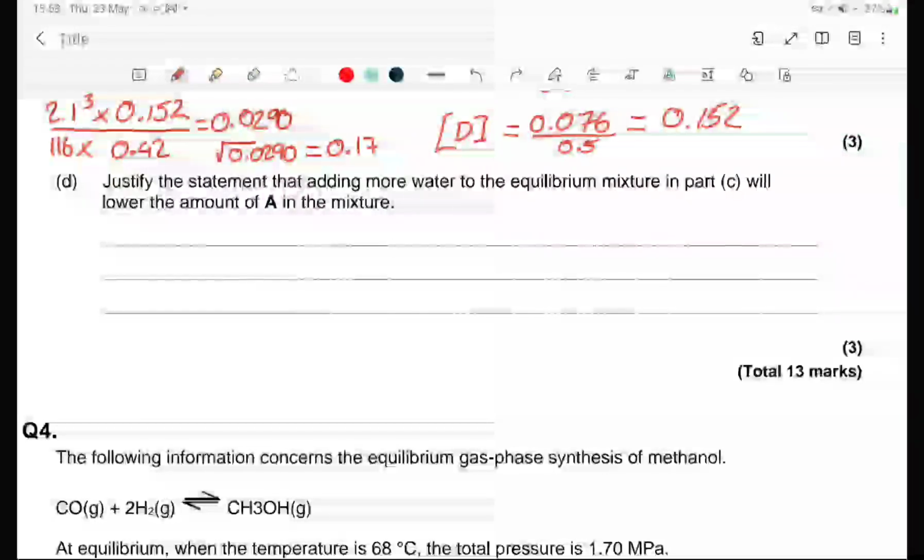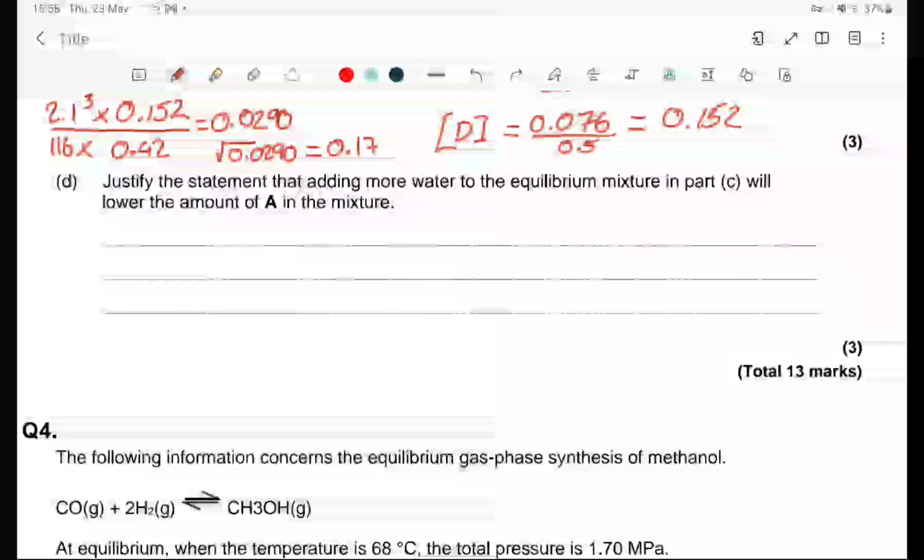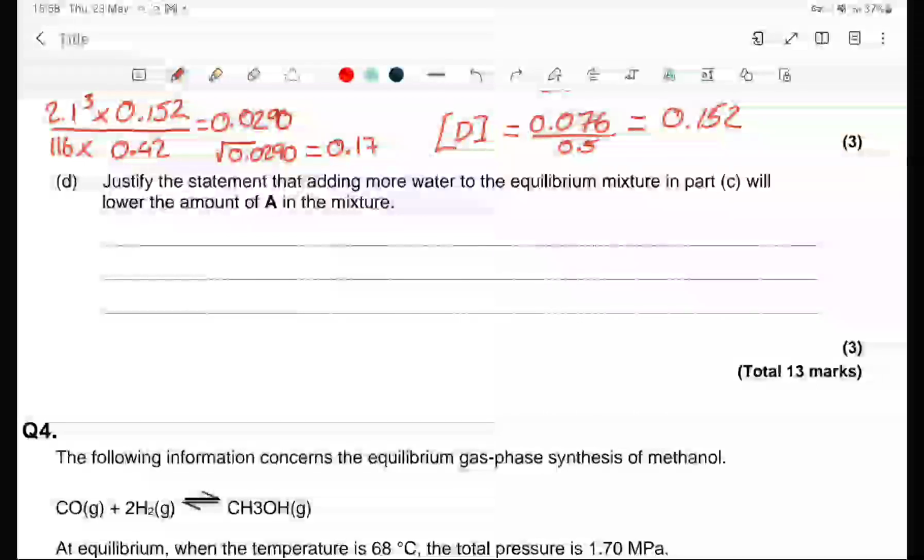So question D is an interesting one because we see these types of question appearing, but not normally in this context. The context that you normally see this in is gas equilibria. So normally we'd be talking about changing the volume of a container of gas and therefore the impact on the pressure and what that does to the position of equilibrium. This is the equivalent to that, but for solutions.